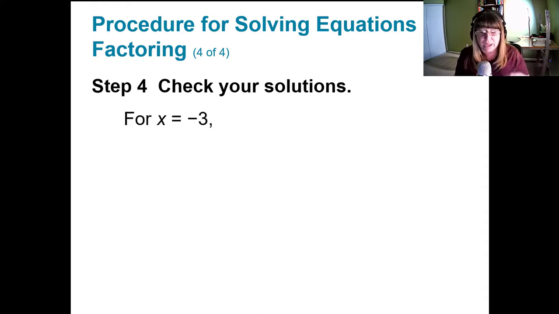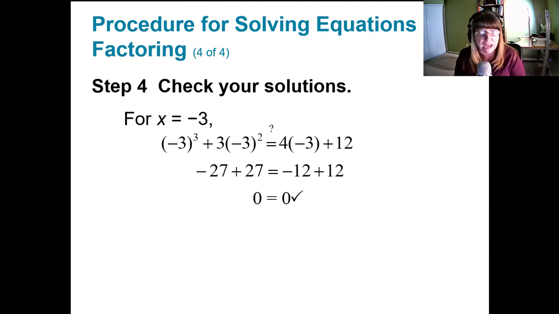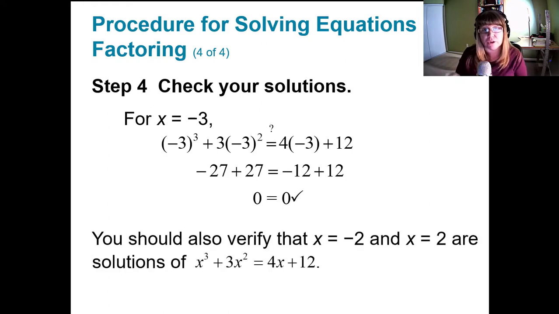So let's go ahead and throw in x equals -3 and see what we come out as. I'll let you look at these steps, but ultimately, we get 0 equals 0, and therefore it checks out. It's a good solution. And I'll let you go through and check the other 2, the +2 and the -2, and indeed verify that those are also solutions. I'll let you do that on your own.